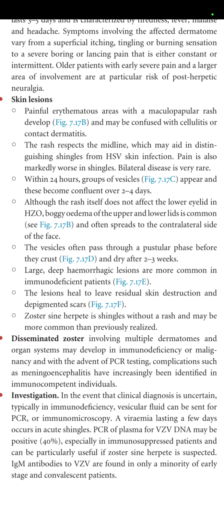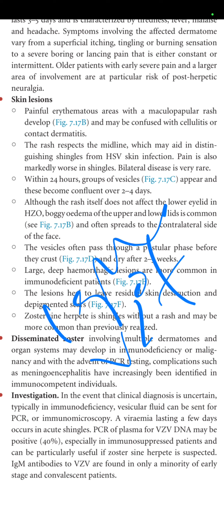So basically, the writer is trying to say that IgM antibodies to VZV are found only in a small number of patients in the acute stage or the chronic phase, and the plasma PCR may be positive only 40% of the time in immunosuppressed patients.